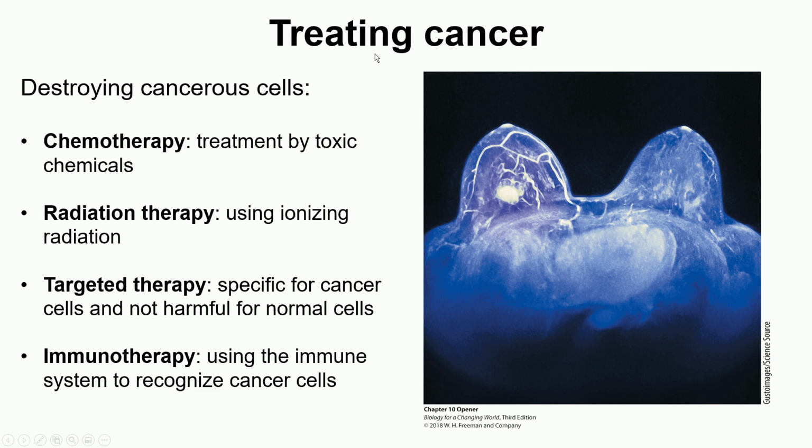How can cancer be treated? There are various ways of treating cancer. Chemotherapy, which basically uses some chemicals. Radiation therapy, using radiation. Targeted therapy is the therapy which targets the specific cancer cells. And immunotherapy, which is a very current area, is basically using your own immune system to attack the cancer cells.